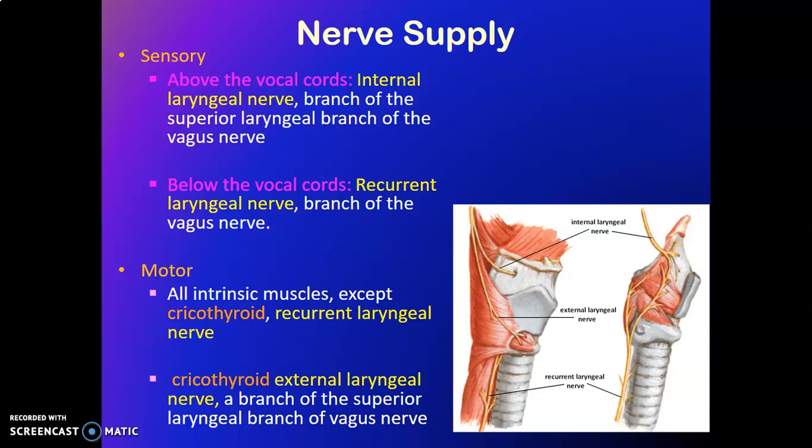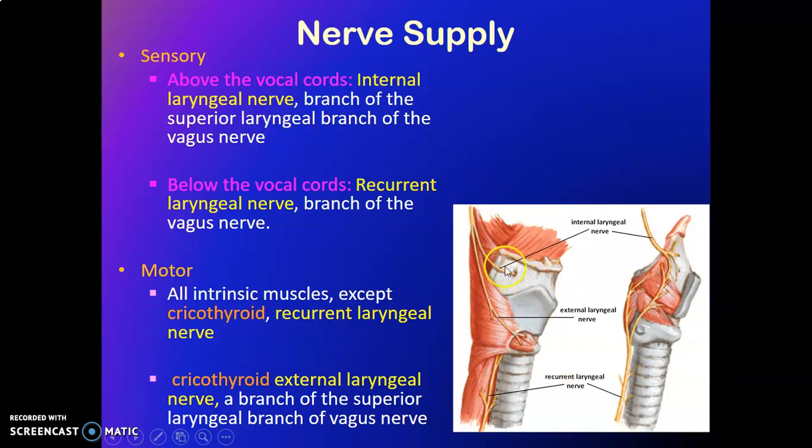So above the vocal cords, sensory supply is by the internal laryngeal nerve, which comes from the superior laryngeal branch of the vagus. That's the response I expect you to give. So this is your internal laryngeal. The vagus gives the superior laryngeal, which divides into internal laryngeal and external laryngeal, as you can see here.